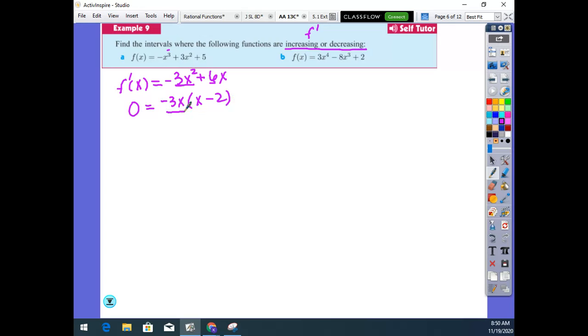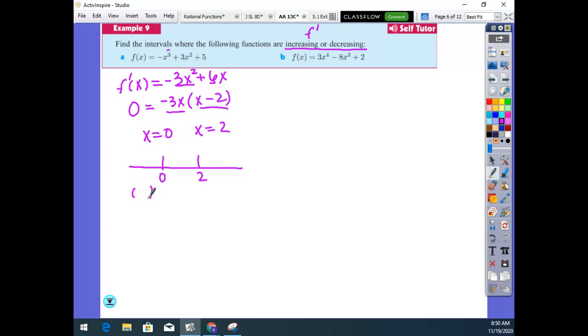Okay, so what makes negative 3x equal 0? When x equals 0. What makes x minus 2 equal 0? So these are the two values I'm going to put on my number line. 0 and 2. And since it's a number line, you have to go in order. All right, so now we have to do the work here.